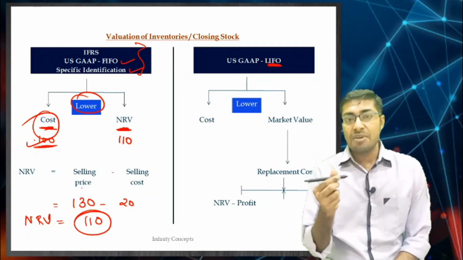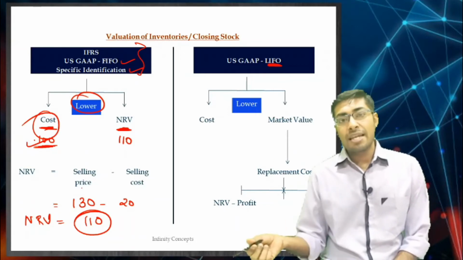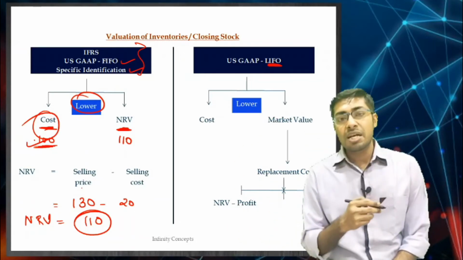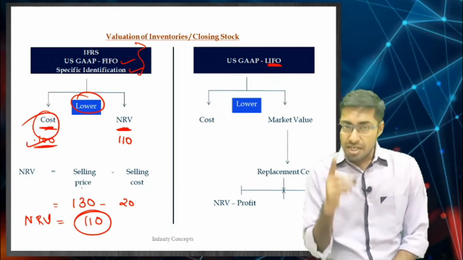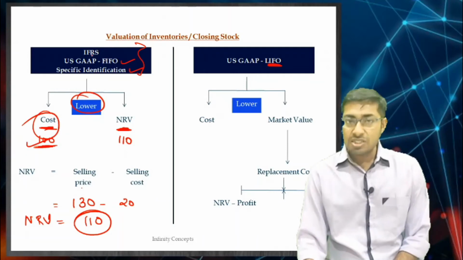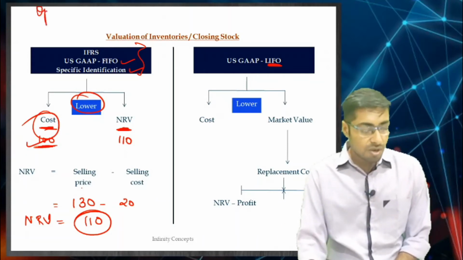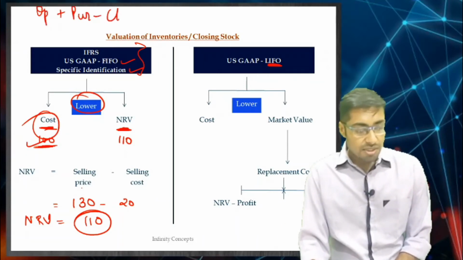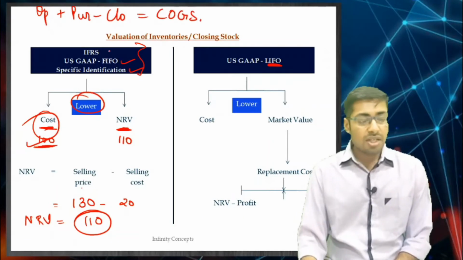This pen will be valued as closing stock in your balance sheet, and it also goes into your income statement. It is a part of COGS. Your closing stock is also a part of COGS. Opening stock plus purchases less closing stock gives you COGS, correct. This is what it is.